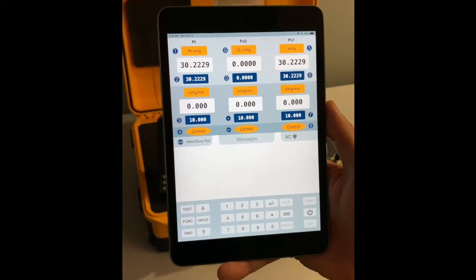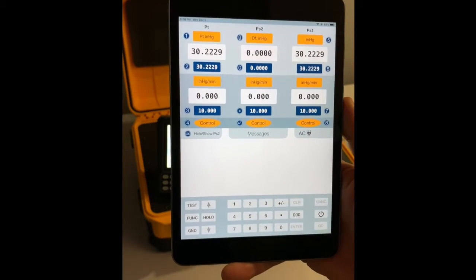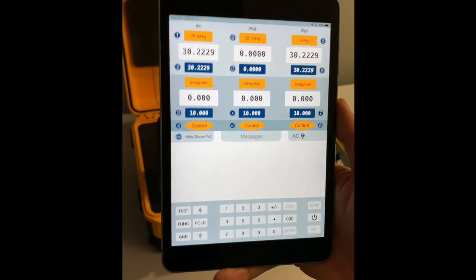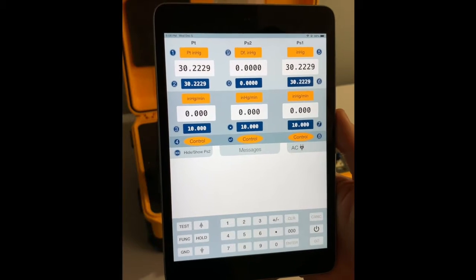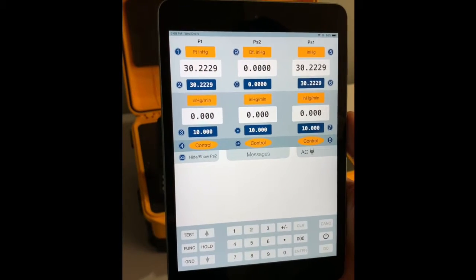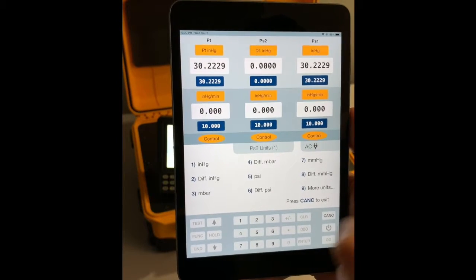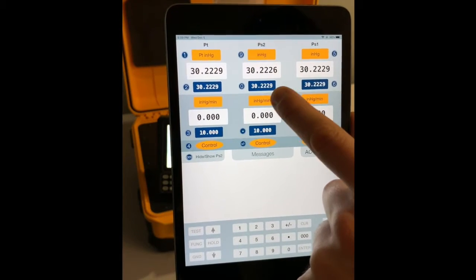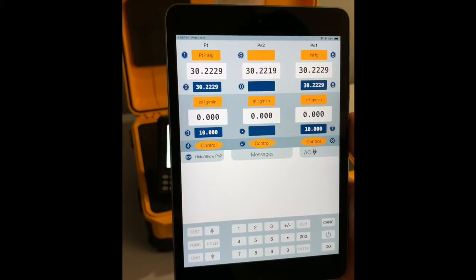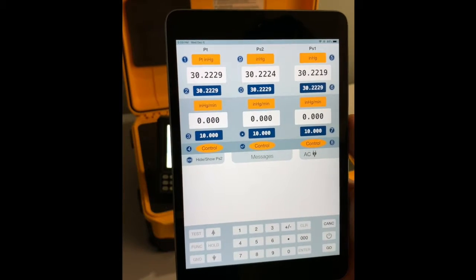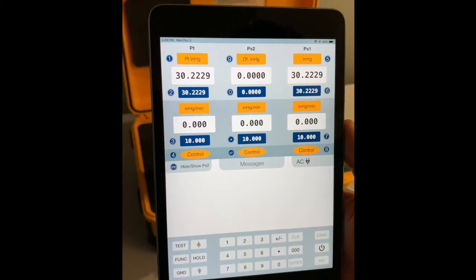My current ground is 30.22 inches of mercury. The differential inches of mercury means I have zero difference between my PS1 and my PS2 channel. That means if I change my unit from PS2 to inches of mercury, I should get the exact same number. Let's try that. Indeed, the pressures are exactly the same, 30.22. If I cancel out and come back to differential inches, I see that it is set exactly at 0.00.